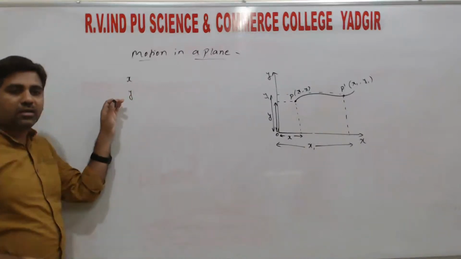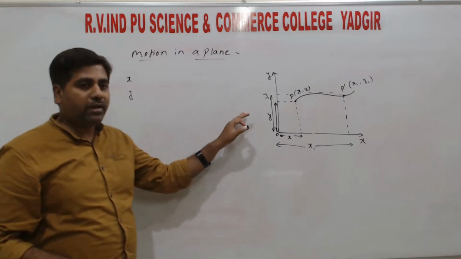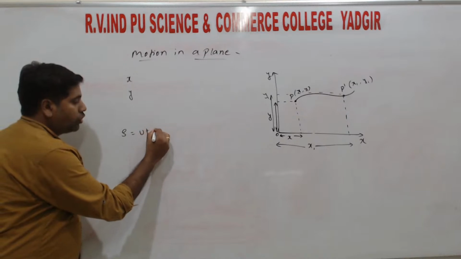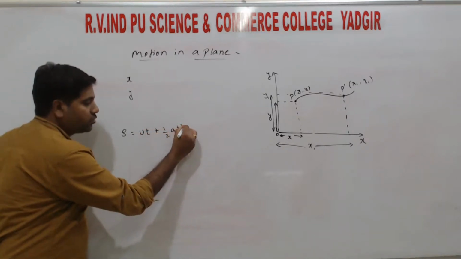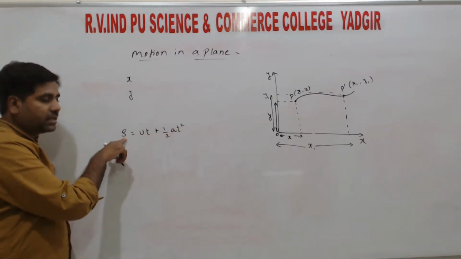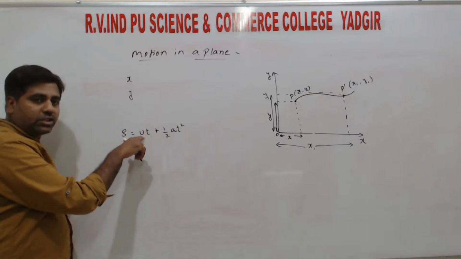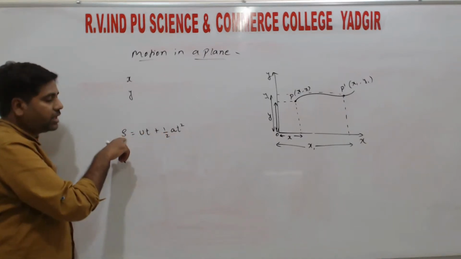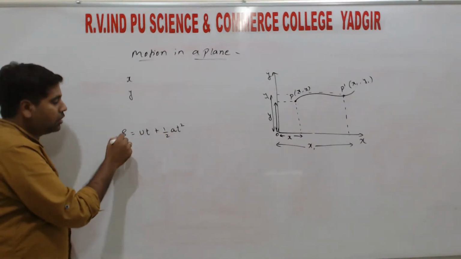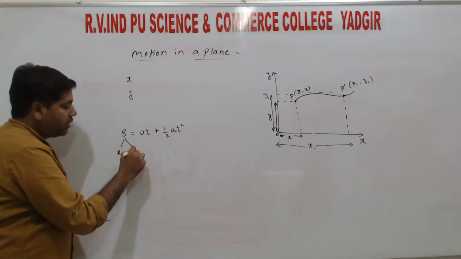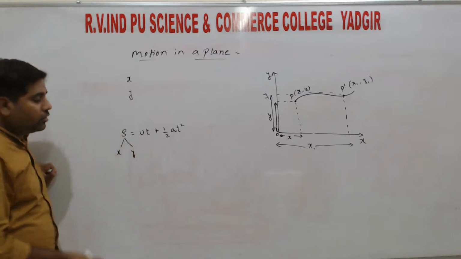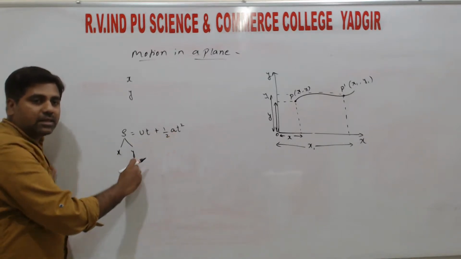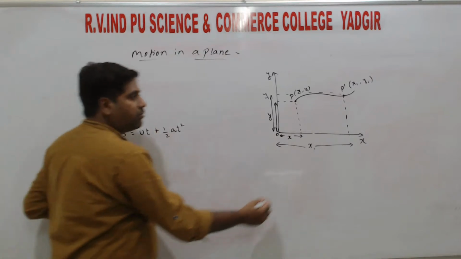Now, how do we relate the equation of motion in a plane? The equation of motion in a straight line is s is equal to ut plus half at square, right? Here s is the displacement, u is the initial velocity, t is the time taken and a is the acceleration. Here, since the displacement happens along both axes, we can take the displacements as x and y. Again, displacement along the x-axis and displacement along the y-axis with the same time t.